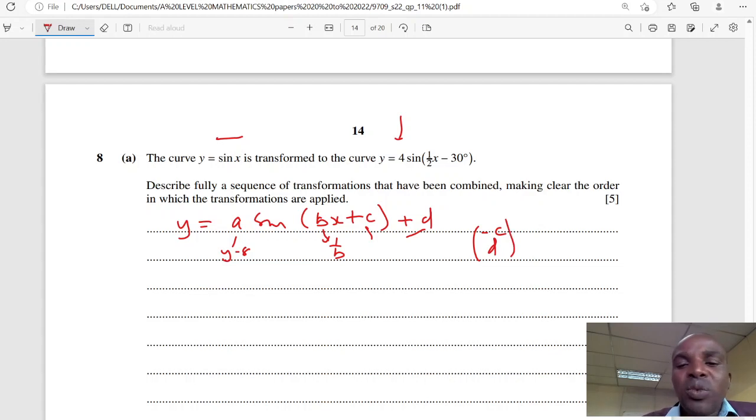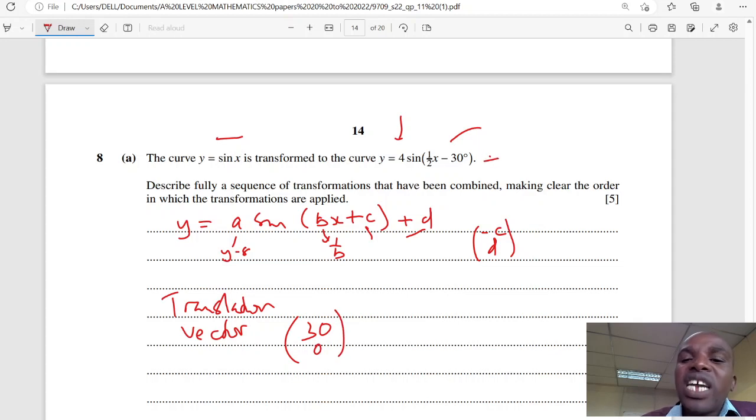So you have to start with the translation. So you say translation, because there is 30 here. Translation, then you say vector, you write 30, 0 in the y. Because there's nothing outside the brackets. Everything inside represents x, and the things outside the brackets represent y. Just like that. So for y, we just have 4. For x, we have half x and 30. These ones represent x. For y, we just have 4.